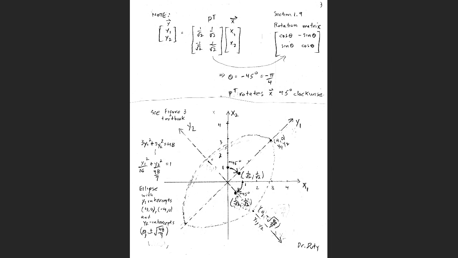Okay, so this is really from way back in section 1.9. You have a rotation matrix here. This P transpose is a rotation matrix, and the rotation is a 45-degree clockwise rotation. Okay, so let me let you copy up to here, and then we're going to look at this picture, where I've graphed this ellipse using linear algebra knowledge. Let me give you a moment to catch up here.